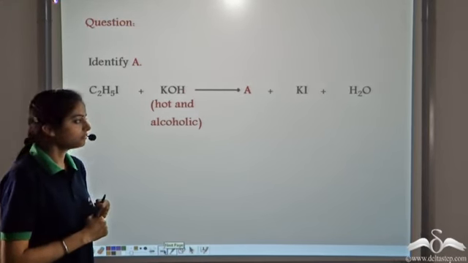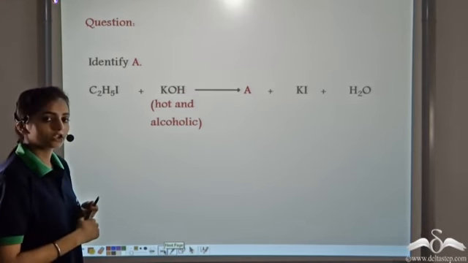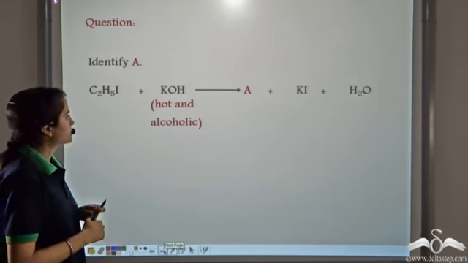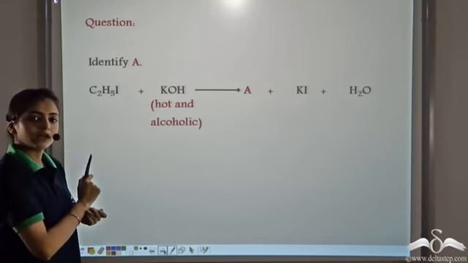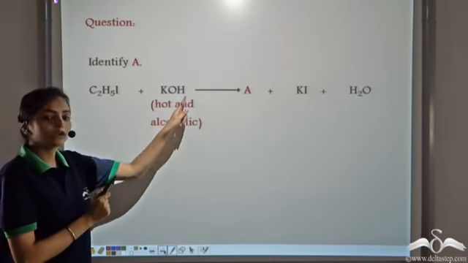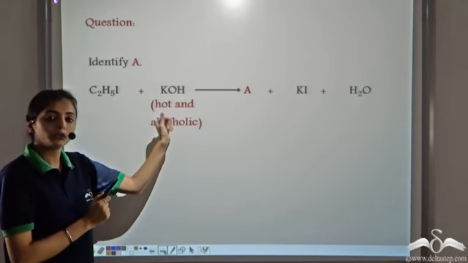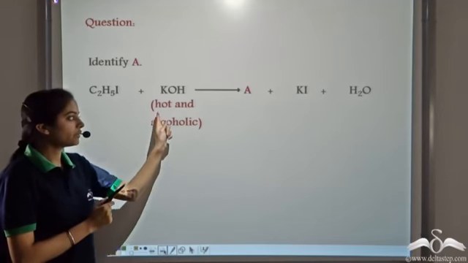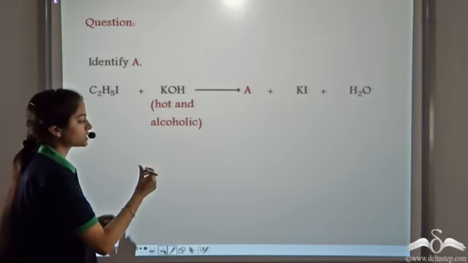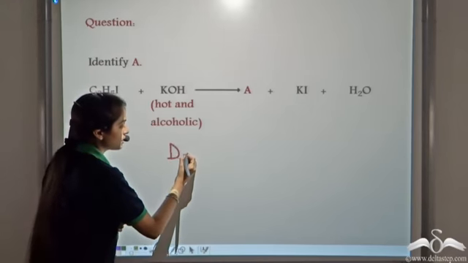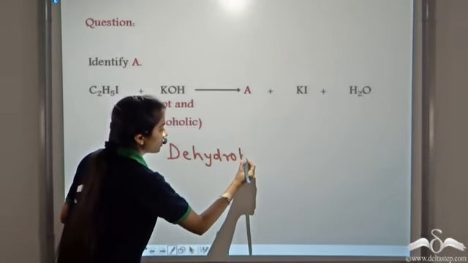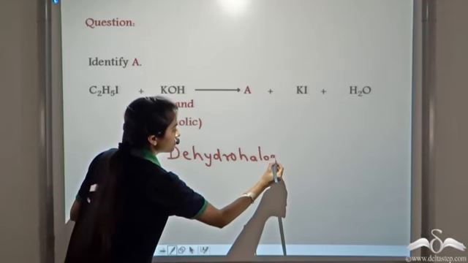Let's look at a question here. We are given this reaction and we have to identify A. So, let's see what we are given. We are given C2H5I, that is iodoethane, and this is made to react with hot and alcoholic potassium hydroxide. So, whenever you see hot and alcoholic potassium hydroxide, we know the process taking place is dehydrohalogenation.